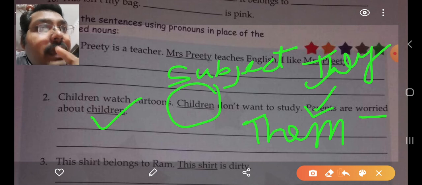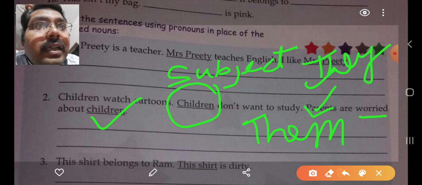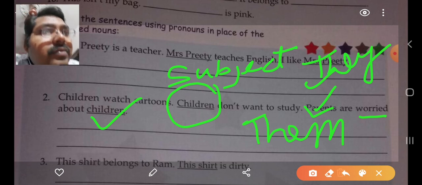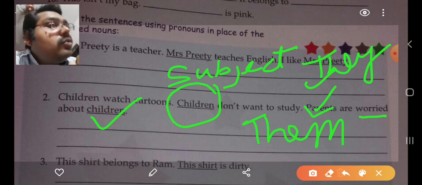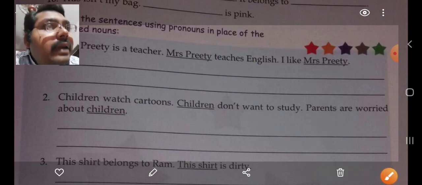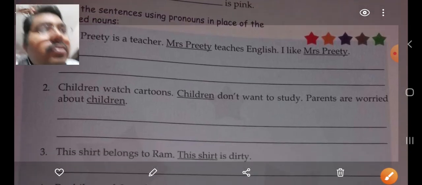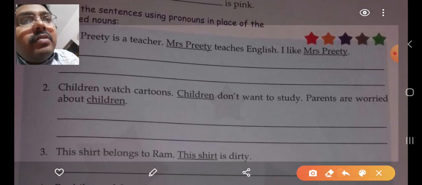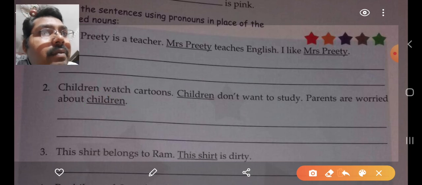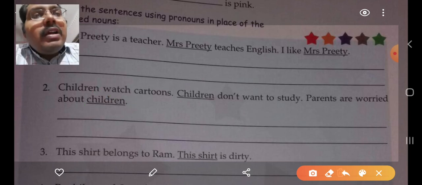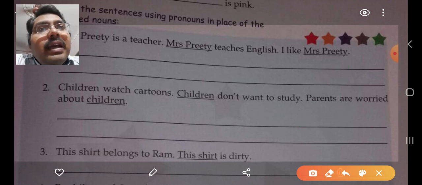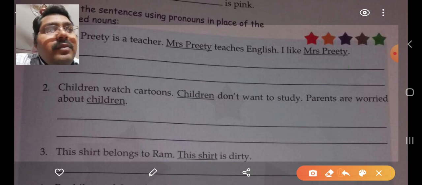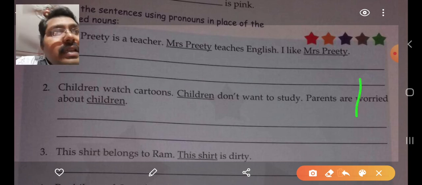So the final answer: children watch cartoons, and in the second sentence, they don't want to study. Parents are worried about children, so parents are worried about them. I hope in this way you can solve this exercise. I told you about all the things. You can solve the full exercise.